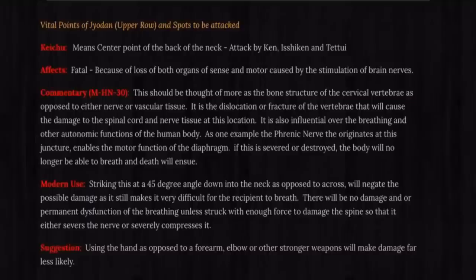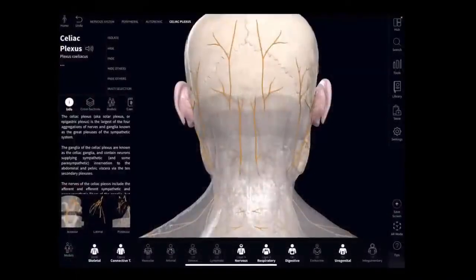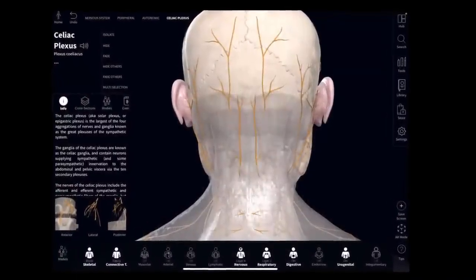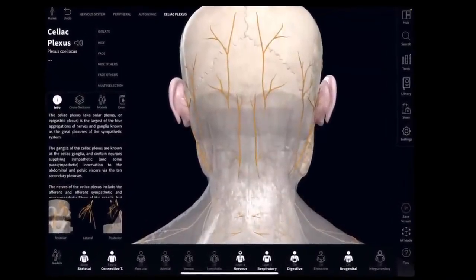One of the first targets that we're going to be enacting is the Keichu. Now, Keichu is in the back of the neck, and it's listed as a fatal target, as we've gone over in prior note discussions. And it's because of the loss of both the organs of sense and motor caused by the stimulation of the brain nerves.